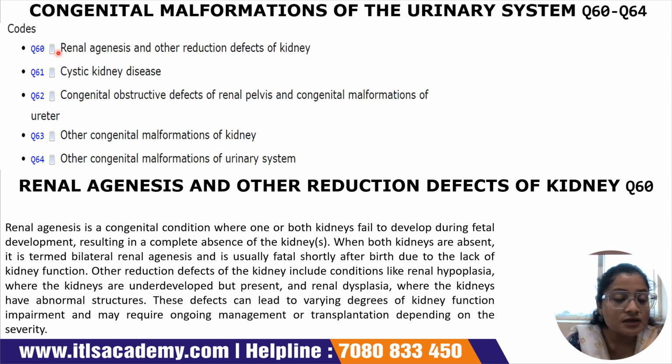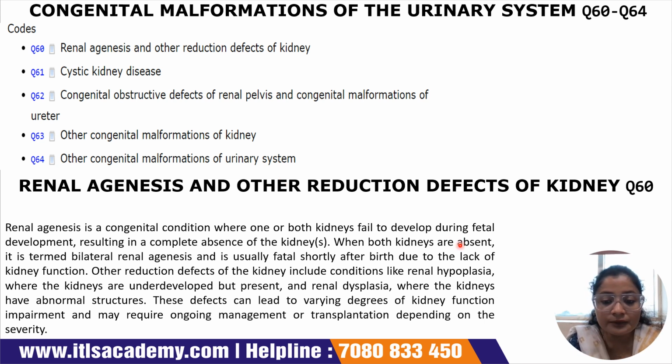Okay, so let's see what are the different codes and subcodes that are there. Again, they are following the chronological manner. Firstly, we have renal agenesis and other reduction defects of kidney. Then we have cystic kidney disease. Then we have congenital obstructive defects of renal pelvis and congenital malformations of ureter. Then we have other congenital malformations of kidney, and then other congenital malformations of urinary system.